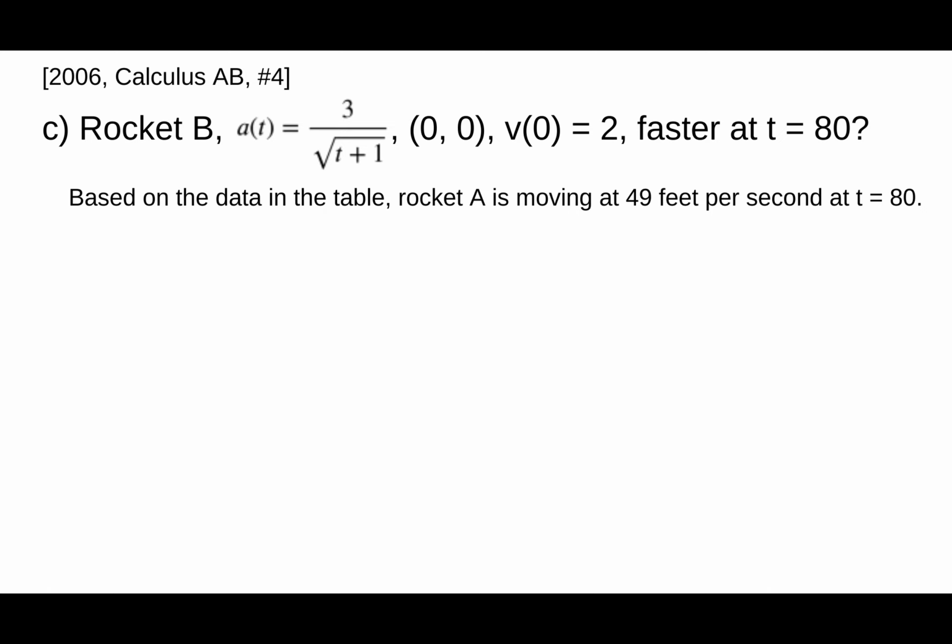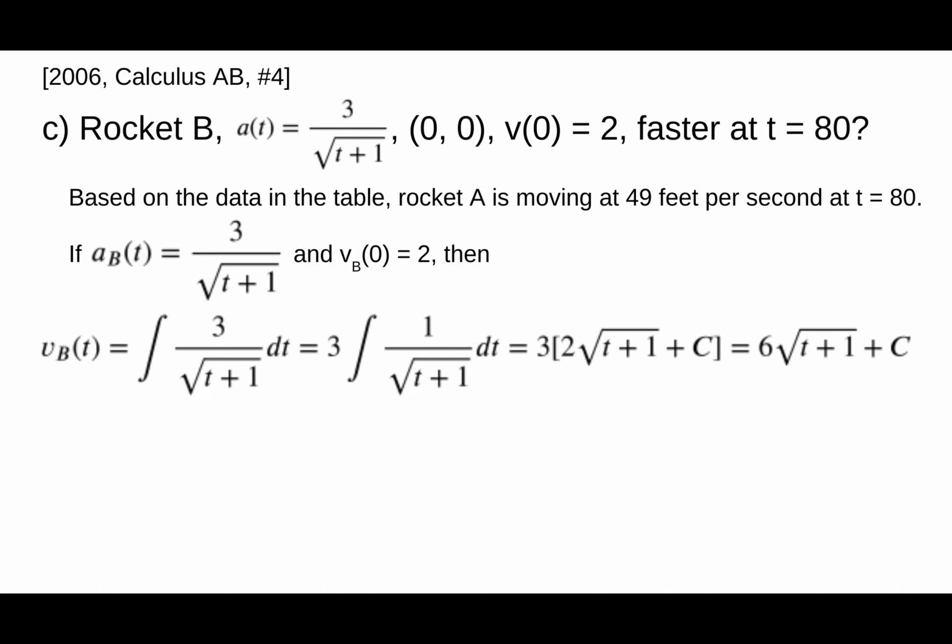Getting the velocity of rocket B at time t equals 80 requires us to find an antiderivative for a of t, since we don't want the acceleration here really, we want the velocity, so we're going to have to find a velocity function ourselves. So if the acceleration of rocket B at time t is given by 3 over the square root of t plus 1, and v sub b of 0 is equal to 2, then we can find a function for v b of t.